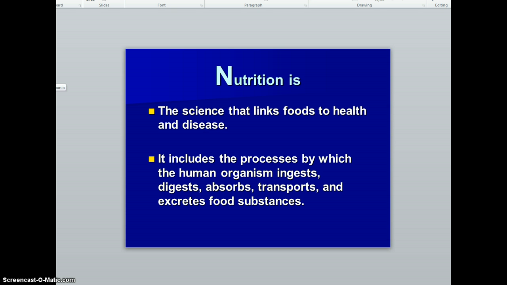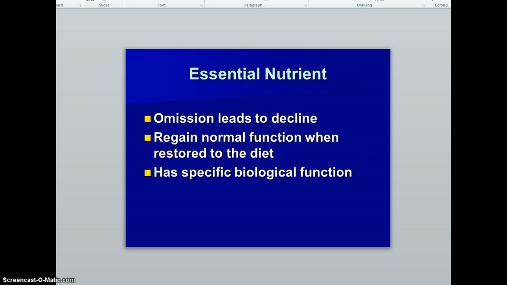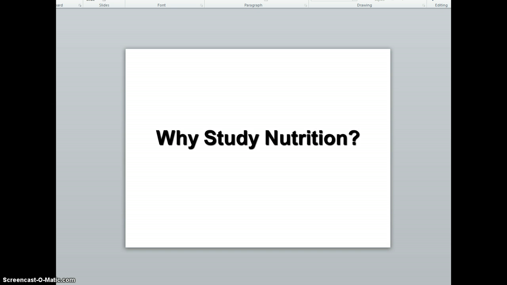Nutrition, which we're going to be studying all semester, is basically the science that links foods to health and disease. We're going to talk a lot about the food aspect of nutrition. I want to talk a little bit about what an essential nutrient is. This is something that our body cannot make and has a special function in the body. So for example, vitamin C. We as humans cannot make vitamin C. In fact, most other mammals can make vitamin C. Humans and guinea pigs are actually the only mammals that don't. So vitamin C is considered essential for humans and guinea pigs.